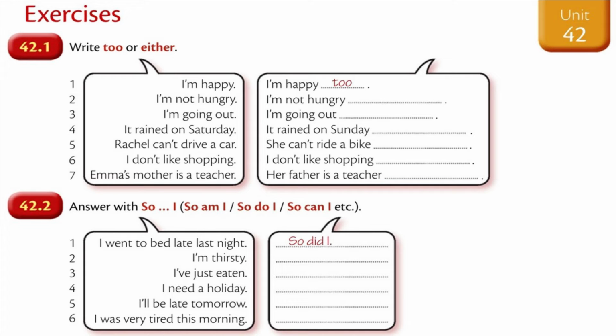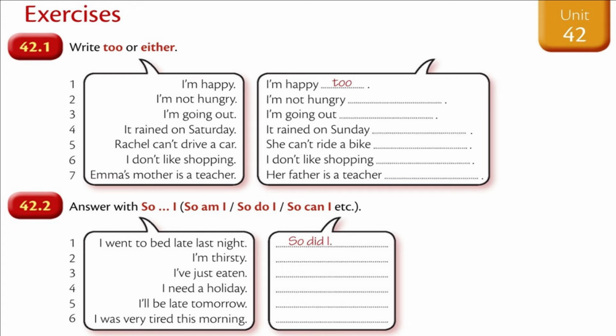Number 6. I don't like shopping. I don't like shopping either. Number 7. Emma's mother is a teacher. Her father is a teacher too.